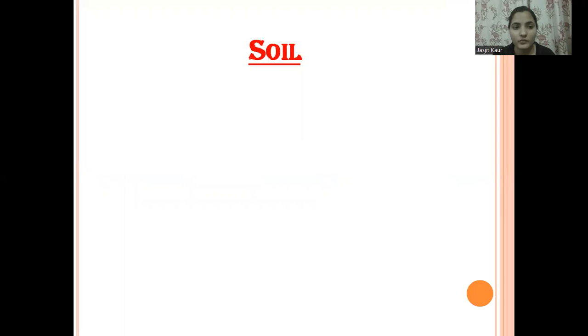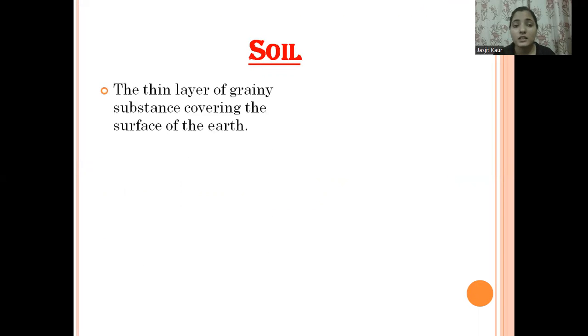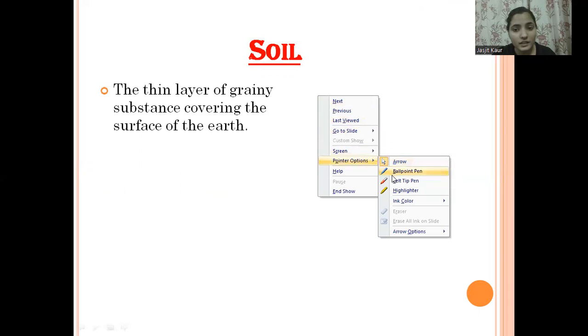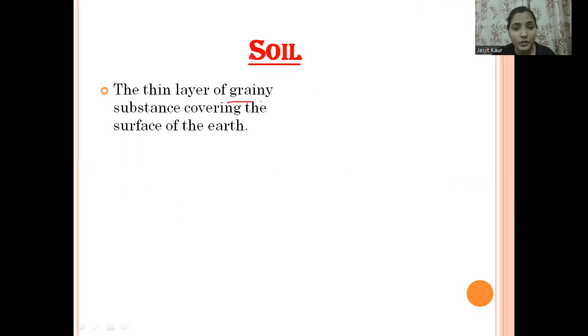Now, what is soil? Soil is the thin layer of grainy substances covering the surface of the earth. We know that our earth's surface is covered with a thin layer of soil, and this thin layer is also made up of grainy substances. You must have touched the soil and experienced that it has very small and rough particles in it. These rough and small particles are called grainy substances, and they make the soil very rough in texture.